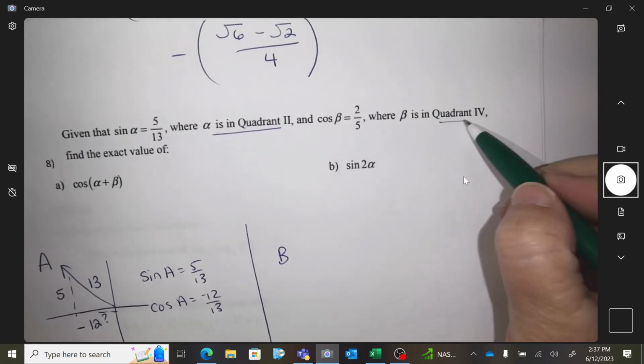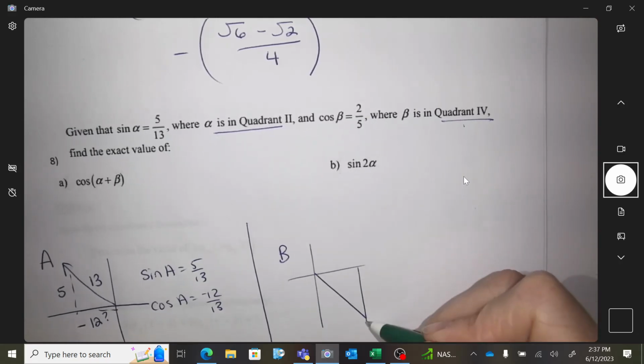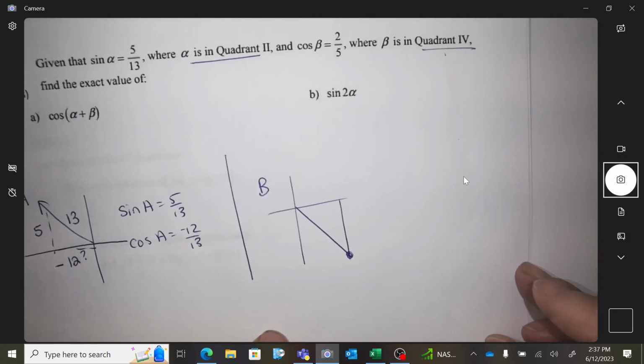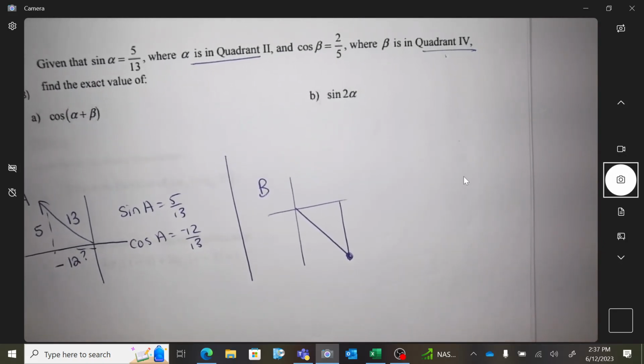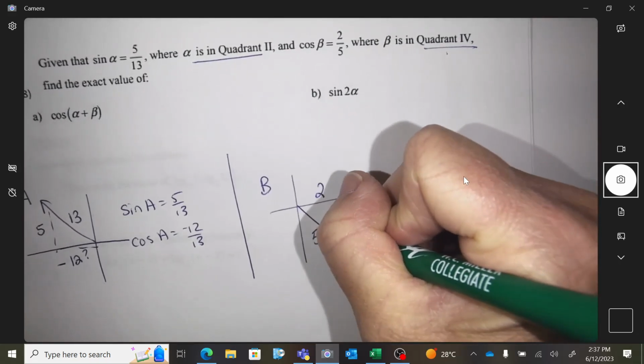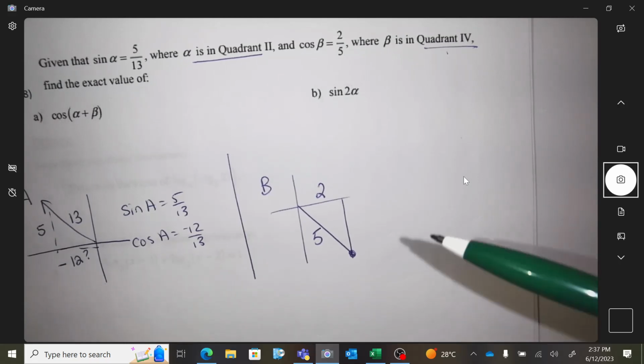Now I'm also going to do the same work for B. So let's see. It tells me B is in quadrant 4. And there's a 2 on this triangle and there's a 5 on this triangle. So it looks like 2 and 5. Okay, everybody knows how to figure out where to put those, right?